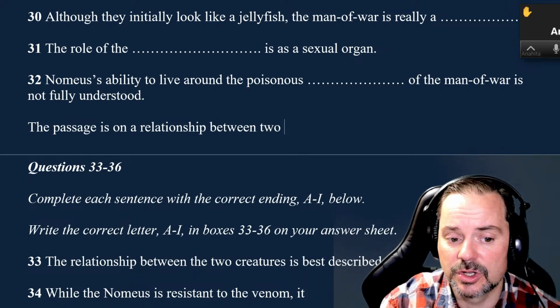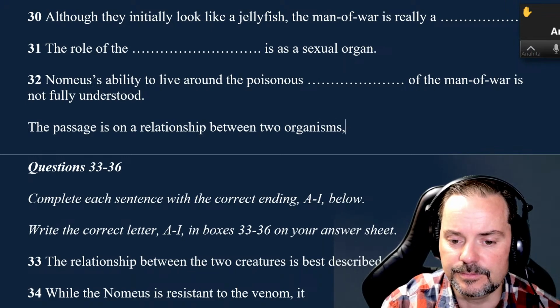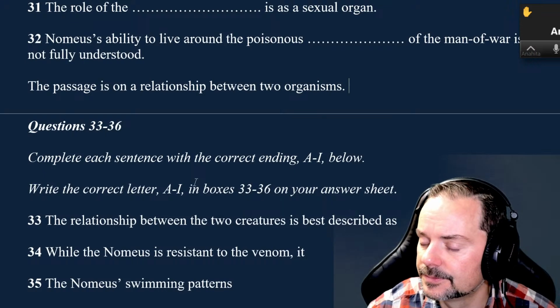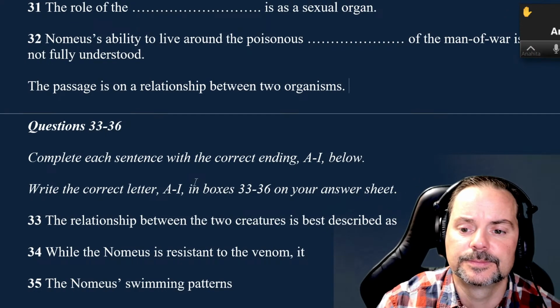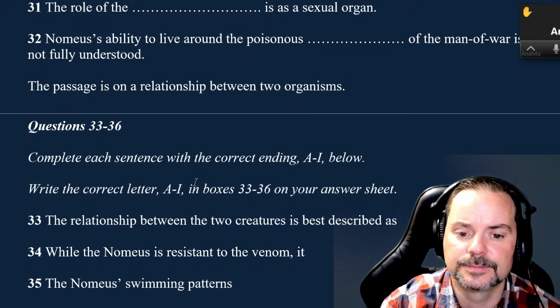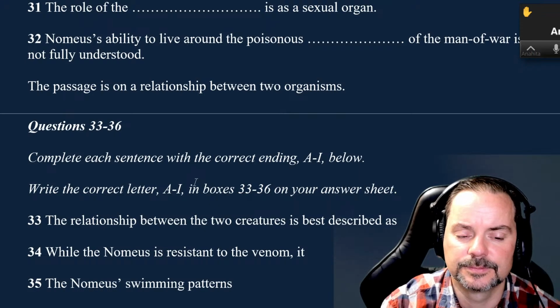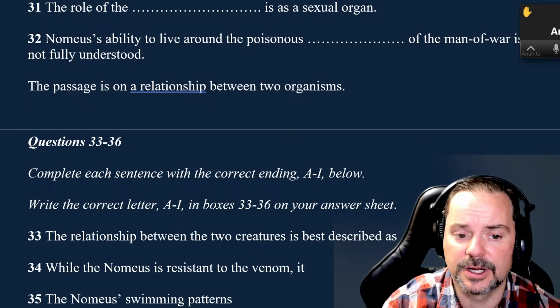So the passage is on a relationship between two organisms, right? Yes. Okay, what else did you learn? There is something Venomius and the Nomius. No, and the Man of War. And okay, and everybody who's listening, so everybody in the chat, Anahita's peers, you can also help Anahita here.